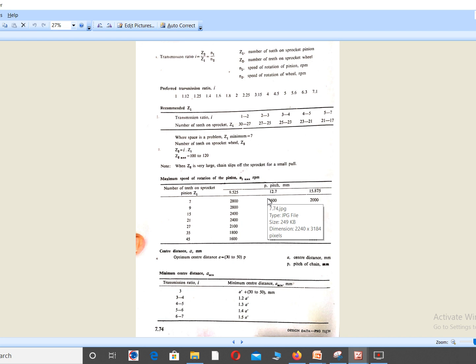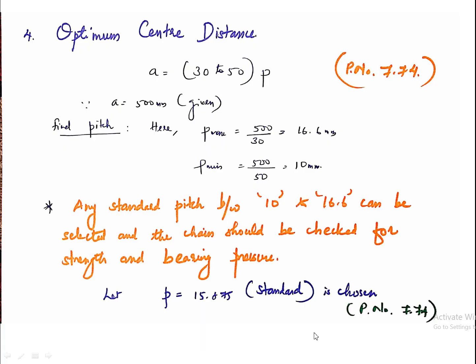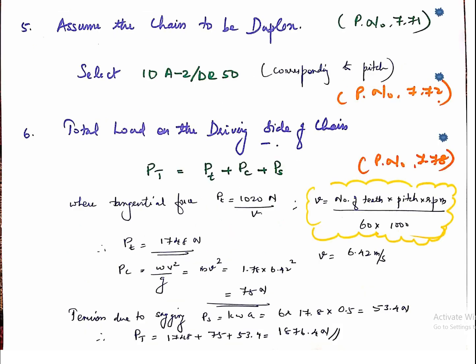Not any other value, because based on this only we will be selecting the chain drive, the type of chain. So the pitch should be selected appropriately. So either you can select 12.7 or 15.875. 9.525 cannot be taken because the range is above this value, right? So let me take the value as 15.875. By taking this value, let us continue our procedure. So P value is taken as 15.875. That is the standard value, right?